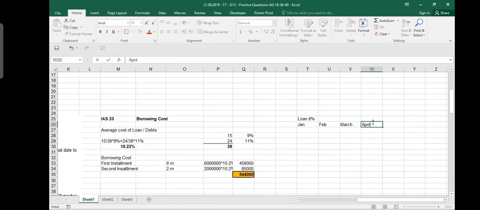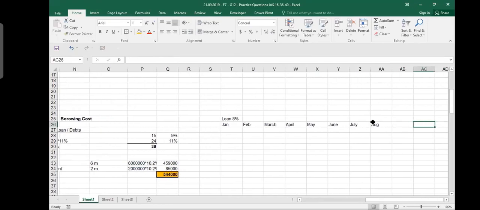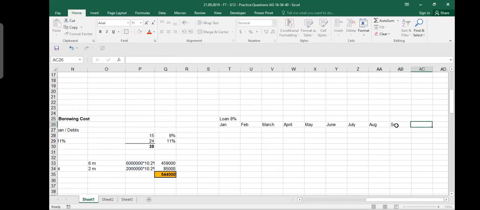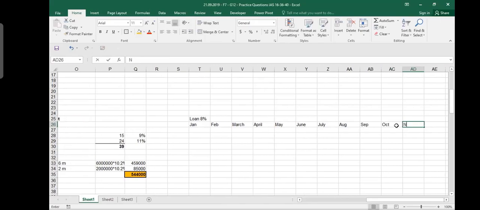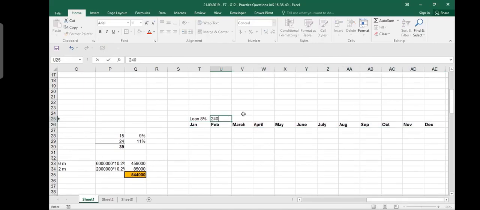I want to spend as much time as possible because we have to be very clear on that. June, July, August, and so on. These are the months which are going on. I have to write it down, but I want to show you the procedure one time and last time. So this is my full 1 year. My loan is 2.4 million. Okay, 8%.